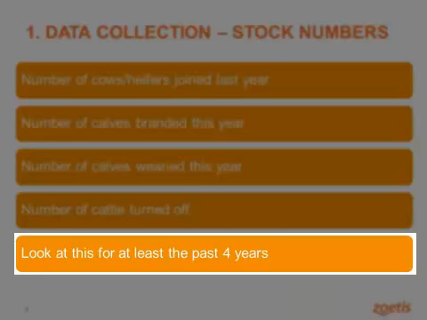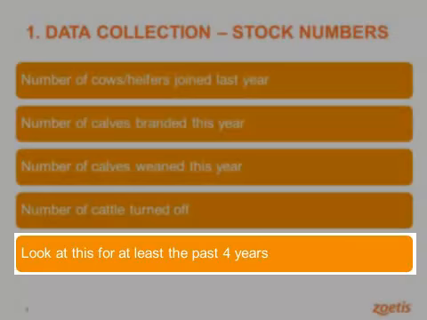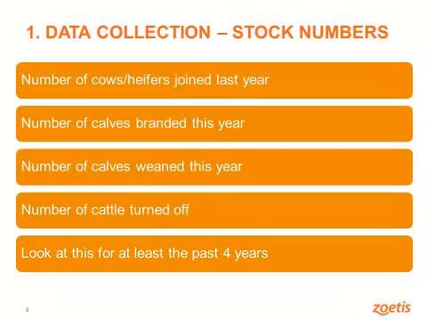Then we might look at this for at least the past 4 years, because there's a whole range of potential seasonal effects on those figures. It's also possible that there could be, in year-round mating systems, for example, carryover from one year to the next. So rather than look at absolute figures in one year versus the other, we need to look at this over a longer period of time and see if there are any trends that might be developing.